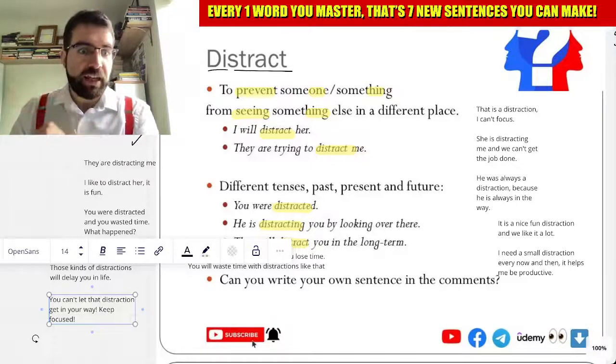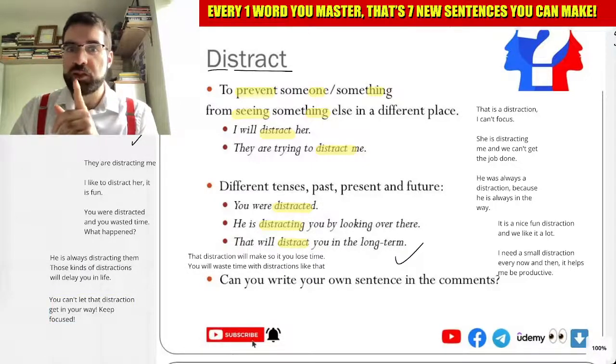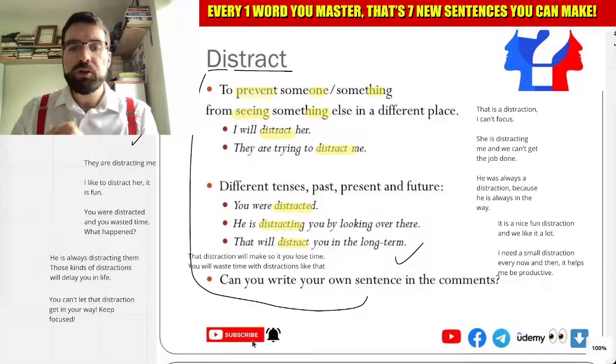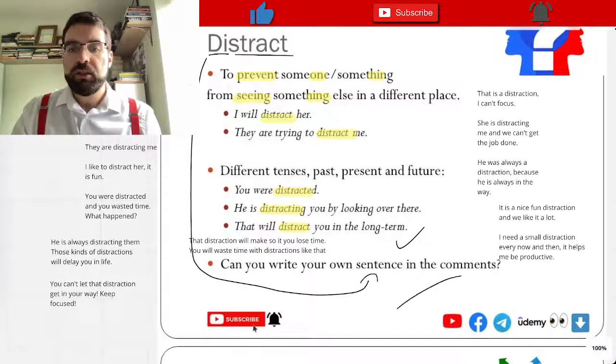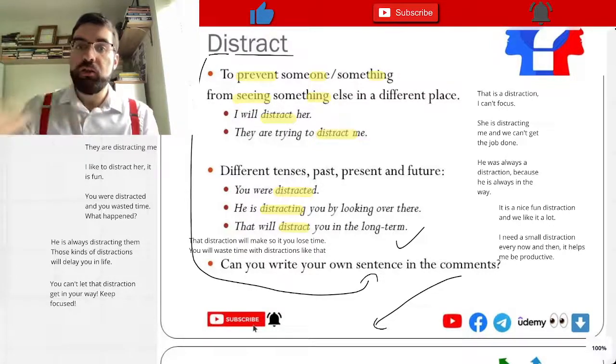How cool is that, language explorers? Yeah, distraction. Distract. So, can you use distract in a sentence? Can you write it in the comments below?